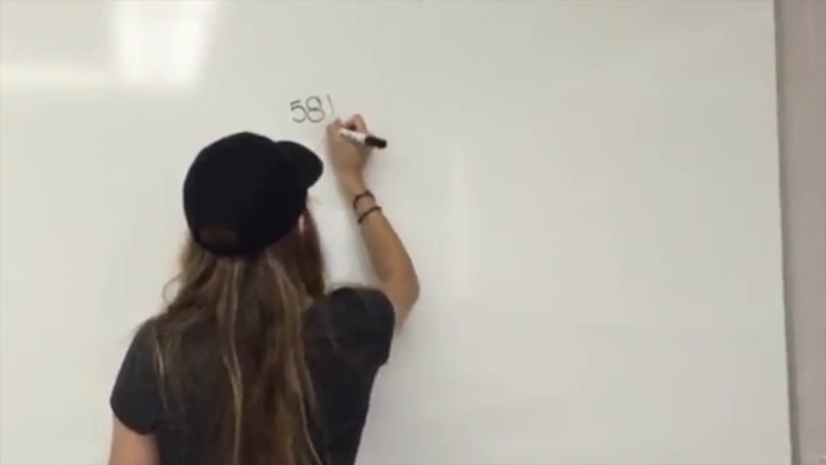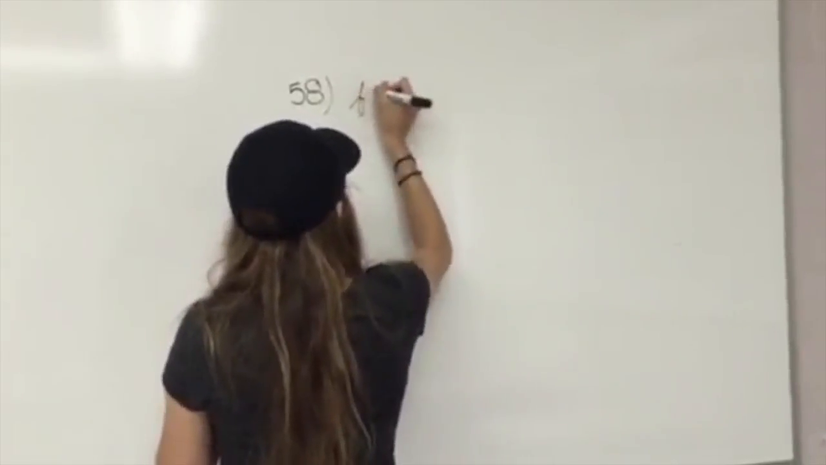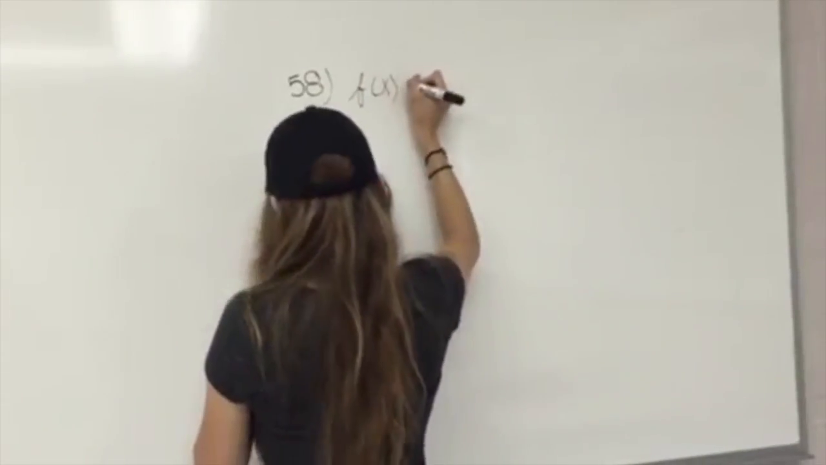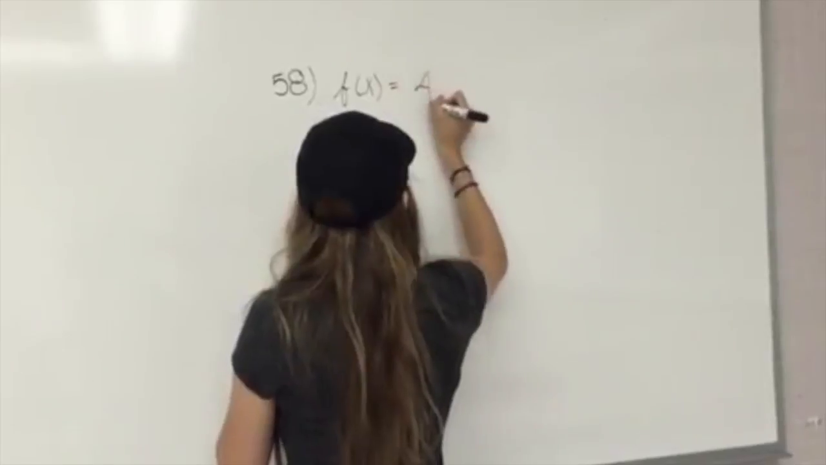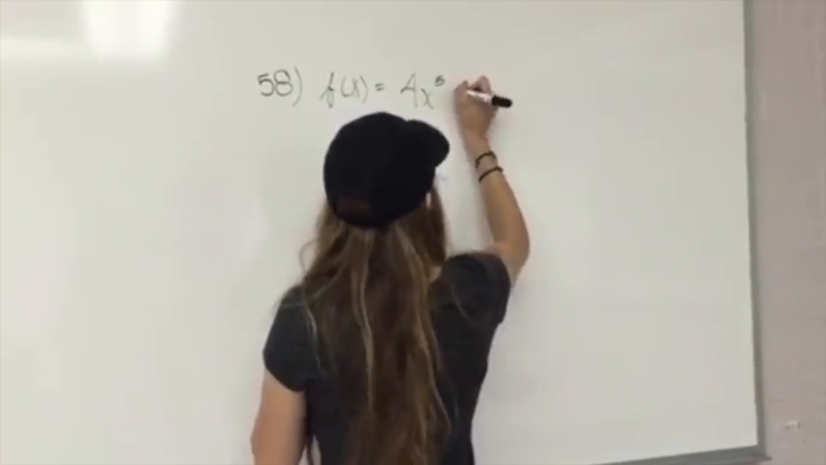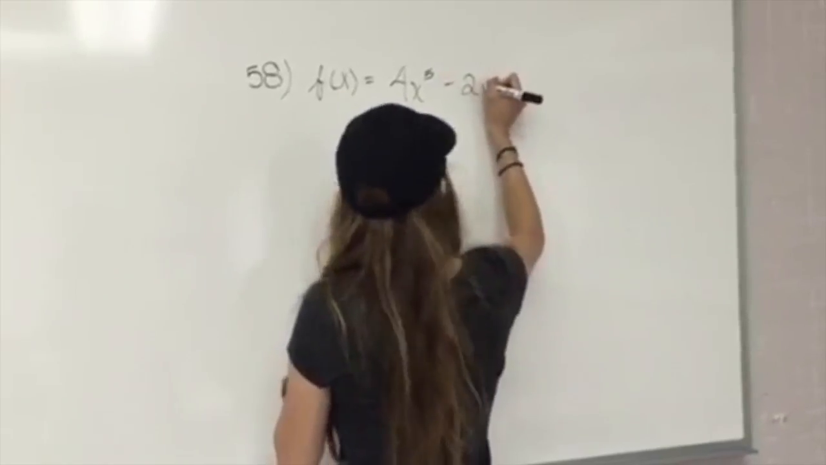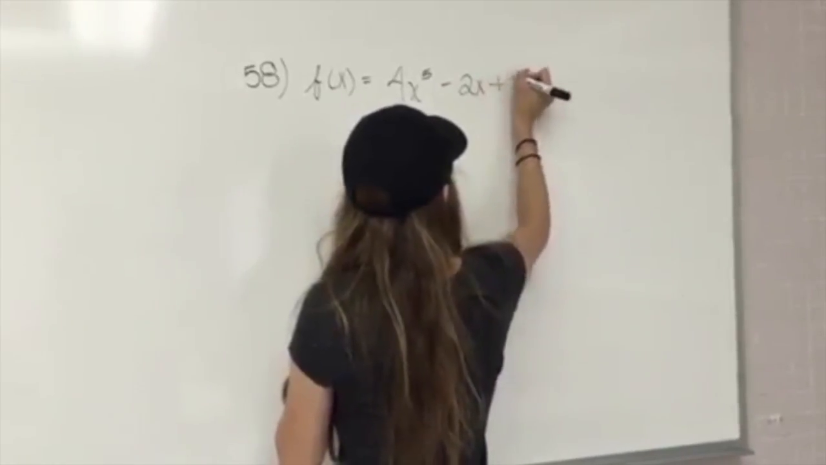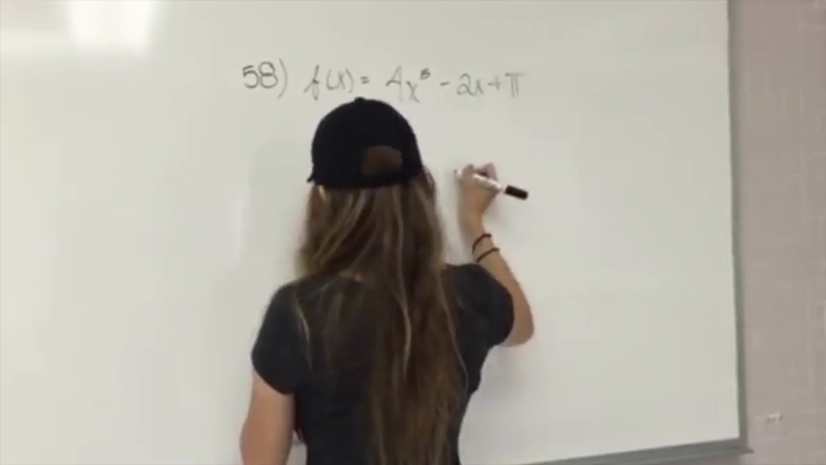Our next problem will be solved by definition. This type of problem is a little bit longer and takes more time, but it's not hard. Our equation here is 4x cubed minus 2x plus pi.